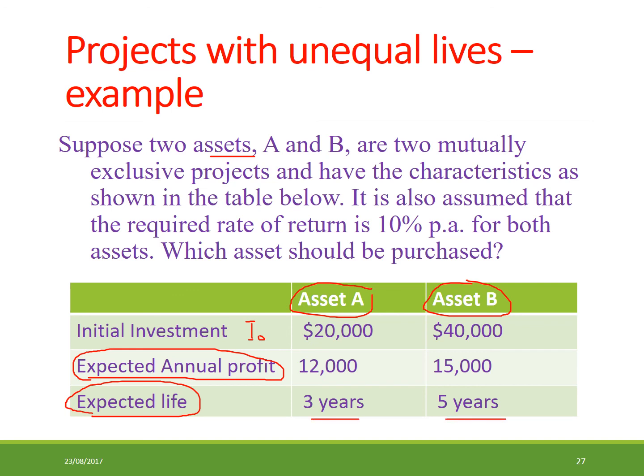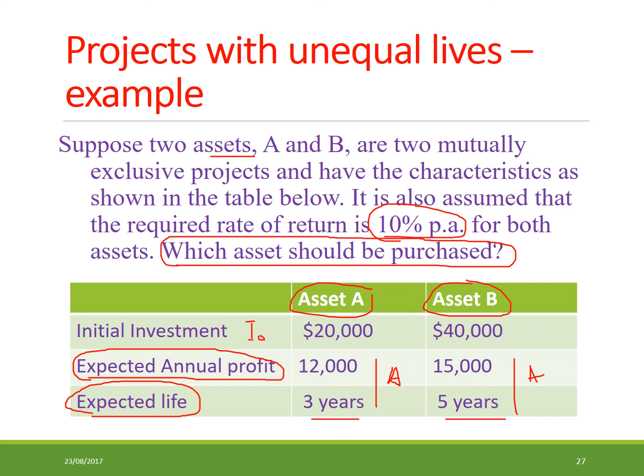So with these projects, for every year we get $12,000 for project A. For every year we get $15,000 for project B, and therefore these are annuities, right? So we know that these projects are annuities. We're given the rate of return, which is 10%. We're asked to pick whichever project, right? We know that they are mutually exclusive, therefore we can only pick one, right?